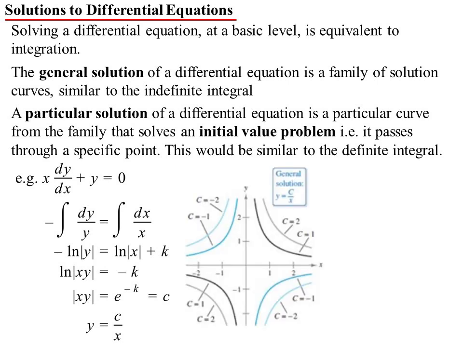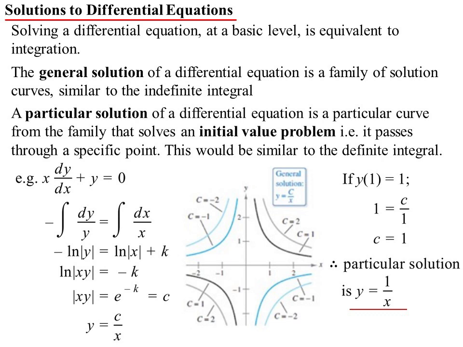So here is the general solution. You get a whole family of curves, all these hyperbolas, different hyperbolas depending on what c is. Now the one I've put there in bold would be a particular solution if my initial condition was that when x equals 1, y equals 1. That would solve that one. That becomes the particular solution, y equals 1 on x.